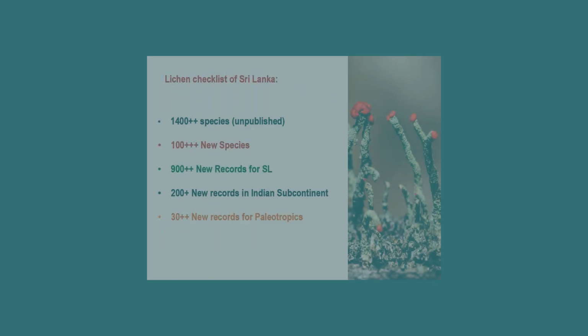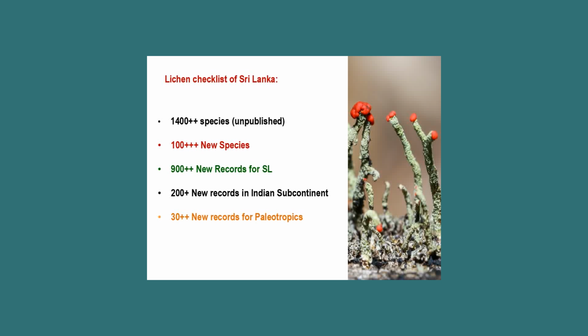And the current lichen checklist: when I started as a PhD student on the project, only 463 lichens were known to Sri Lanka. Today it is almost 1,500, so we added about 1,000 species within the last 15 years. Out of that 1,000, over 100 are new species that we described. They are new species to the entire world. And more than 200 are new records to the Indian subcontinent or South Asia, and over 30 are new paleotropical or all-world records.